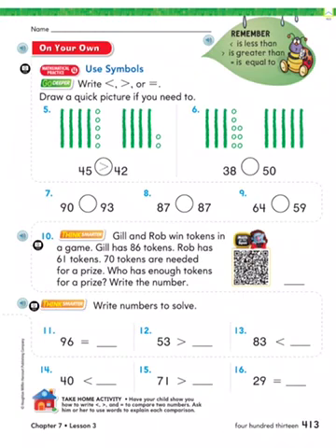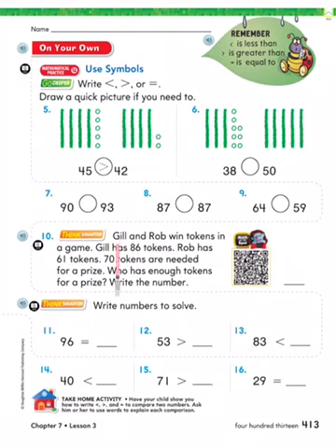Now we are on page 413 in your workbook. So if you look up here, it says write less than, greater than, or equals to. Draw a quick picture if you need to. So we have number 5, number 6, number 7, number 8, and number 9. Those are the directions for all those. Now when we get down here to number 10, if you have a device that can read a QR code, you sure could scan that and watch the Math on the Spot video. It won't be the exact same problem, but remember, they can still help us out.